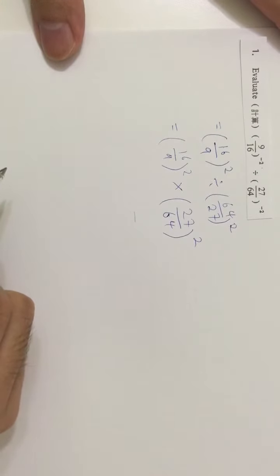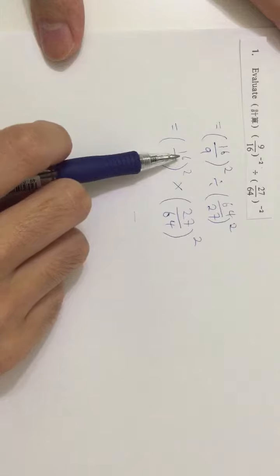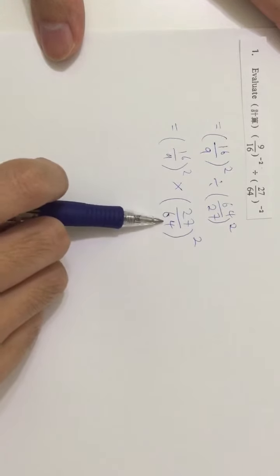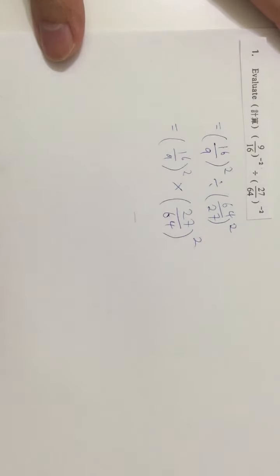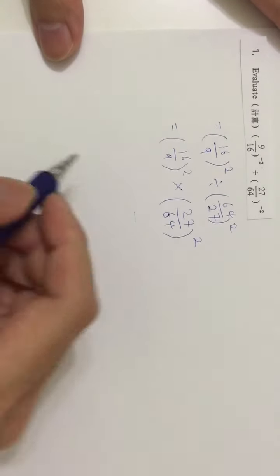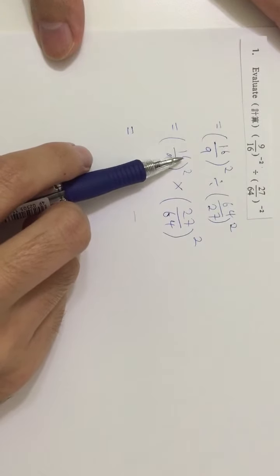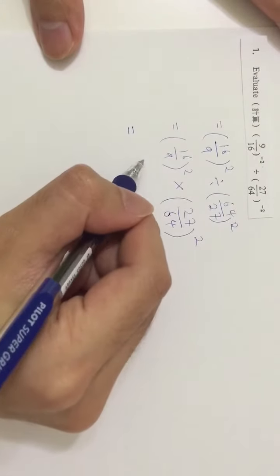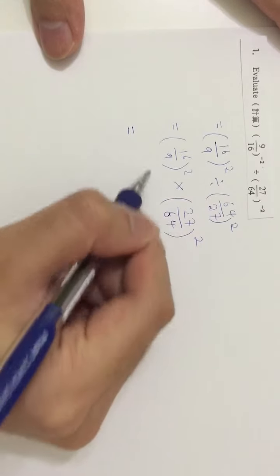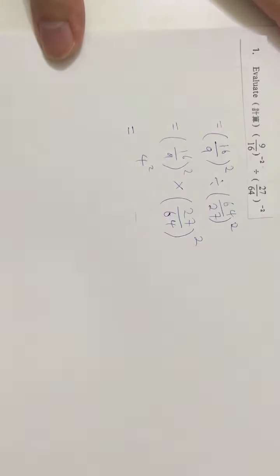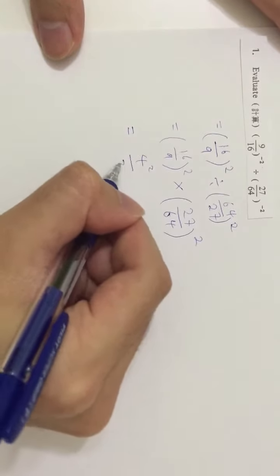Now, what we do is to simplify the problem. You don't really want to multiply out 16, 216, 64. They are huge numbers. So what we can do is to write them in the index form. Now, 16 is in fact 4 squared. 9 is in fact 3 squared.